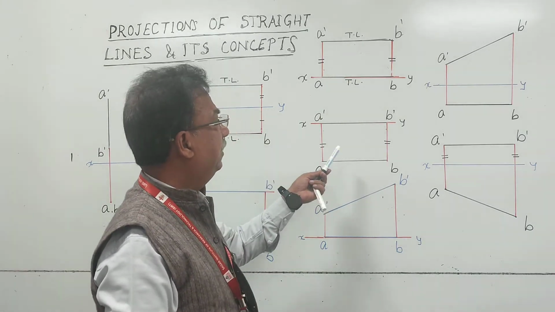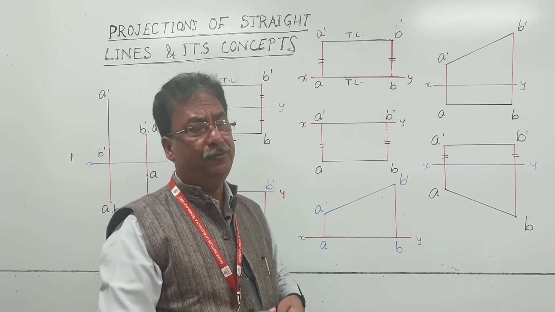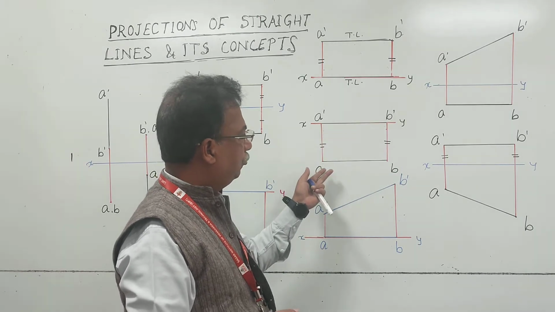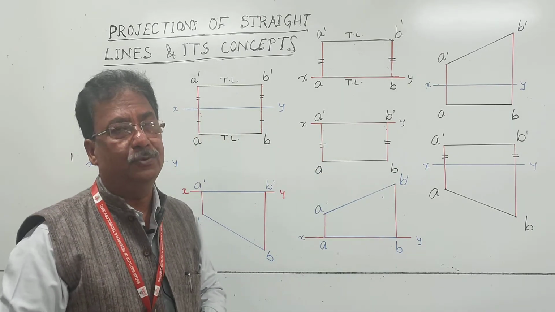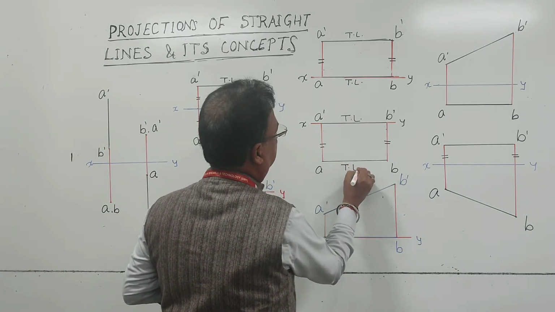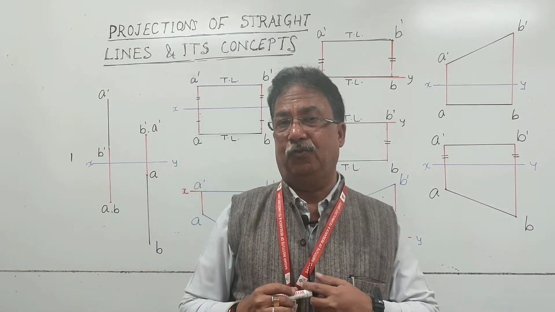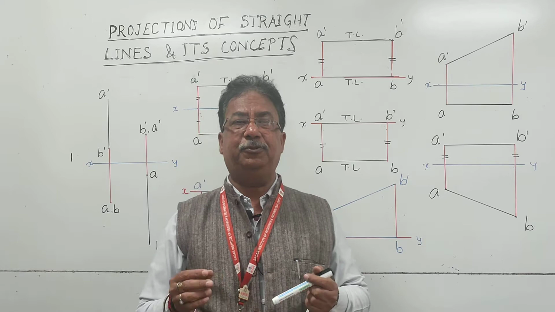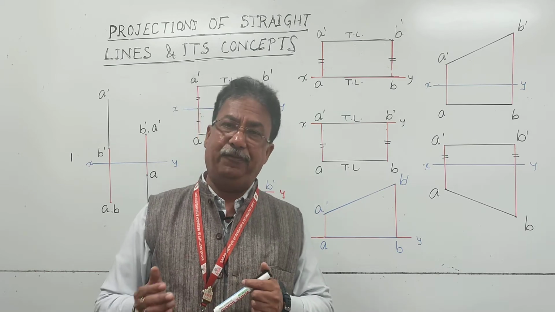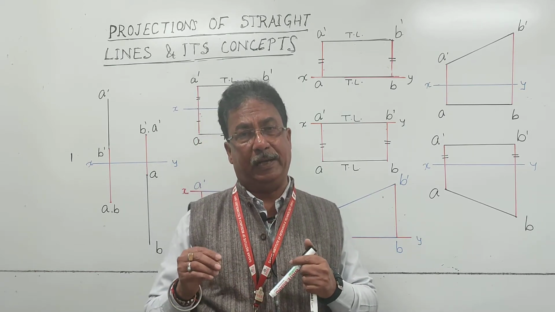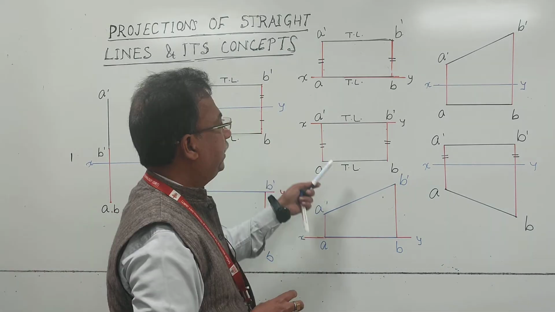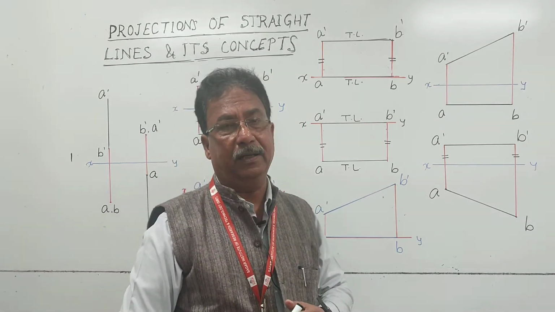Third case, the reverse of that: when the line is on the HP and parallel to VP. You know that when the line is on the HP, its front view will be on the XY line, and as it is also parallel to VP, the top view will also be parallel to the reference line. Again in this case we get true length in both projections. So these are similar cases. The concept we generated is: whenever a line is parallel to one of the planes, its projection on that plane shows its true length. Similarly, if a line is contained by a plane, the projection on that plane also shows the true length. So in both these cases we get the true length.